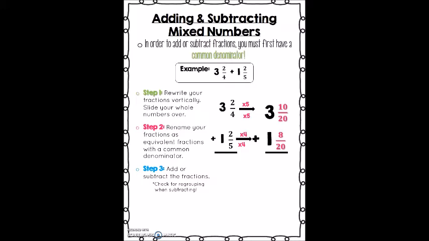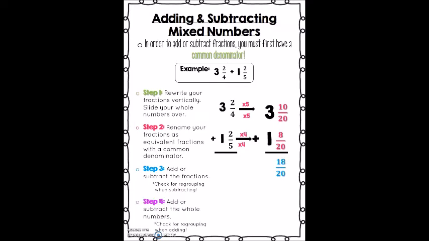If we're subtracting, we might need to do some regrouping here. We'll look at that in another video. But for this, I'm going to add together my 10/20 plus 8/20, which gets me 18/20.